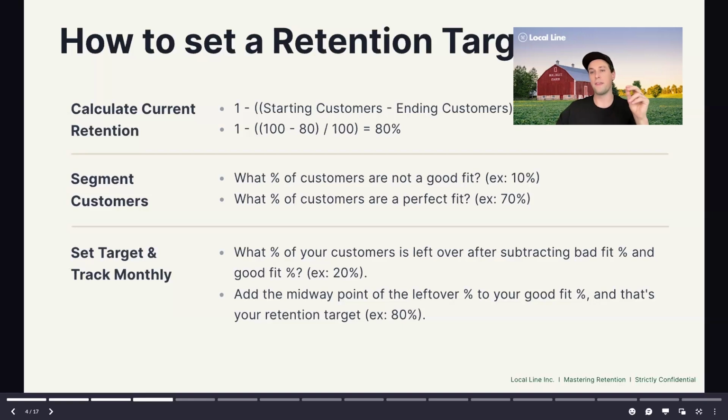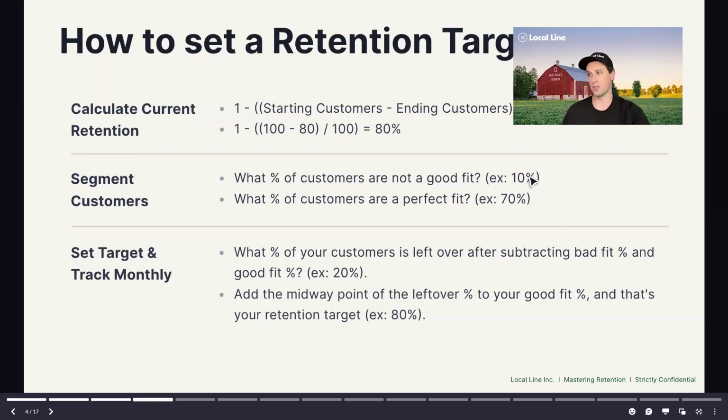Maybe it's 10%. And then go figure out what percentage of your customers are a perfect fit. In this case, I'm using 70% as the example. That would be pretty high, right? You may not be there yet, and that's fine. It takes time to get there. But figure out what perfect fit means to you. They order regularly. The volume sizes are great. It's easy to upsell them. They're a pleasure to deal with. They pay on time. Again, pick your variables. But go figure out what percentage of customers are a bad fit, and which percentage of your customers are awesome. And then what I want you to do is add those percentages.